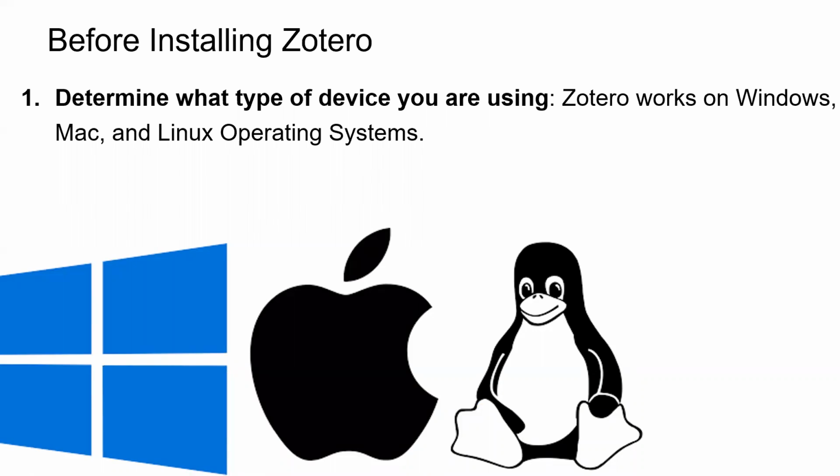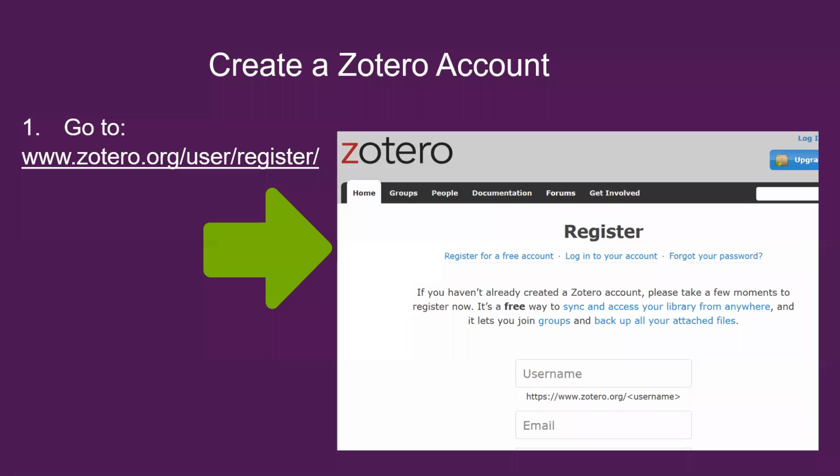Before installing Zotero, I would please ask of you to determine what type of device you are using. Zotero works on Windows, Macs, and Linux operating systems. Now that you've determined what type of device you are using, next, I need you to create a Zotero account. So first, go to the Zotero website and register.